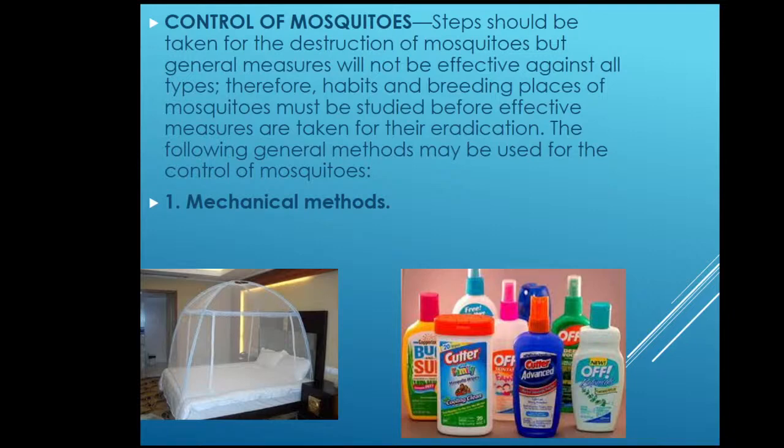So you understand that mosquitoes are a very big problem for the health of people in many countries. There are some general methods used by people against mosquitoes. The first methods are mechanical methods. This is using nets on windows and near beds for mechanical protection against mosquitoes.